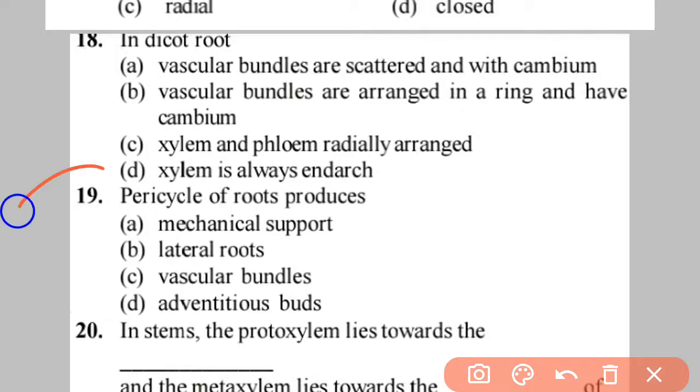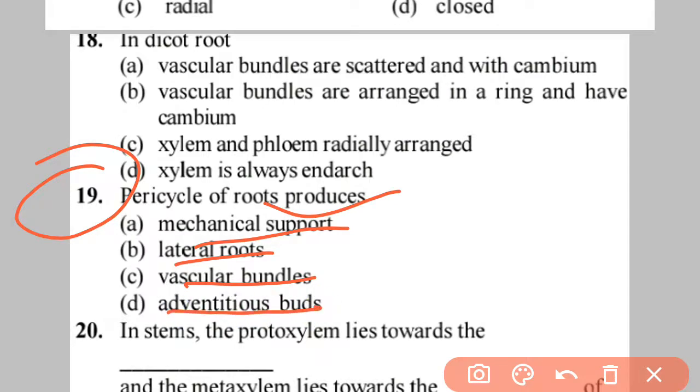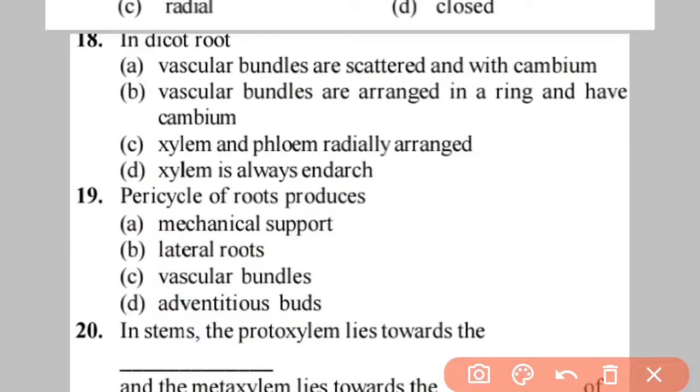Let's move on. Question number 19. Question number 19 is, pericycle of roots produce mechanical support, lateral roots, vascular bundles, adventitious buds. So which one? So it is basically produced lateral roots. Okay, pericycle of roots produce lateral roots. So option B is correct.